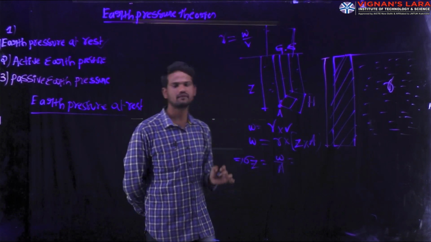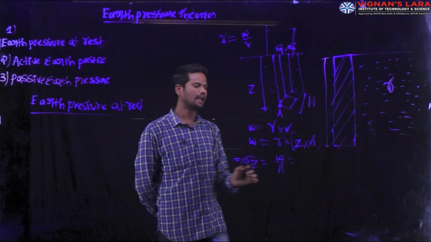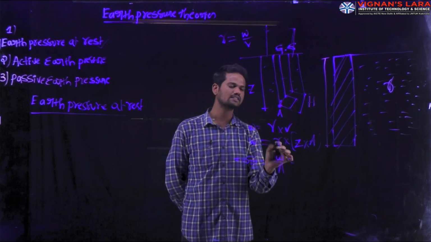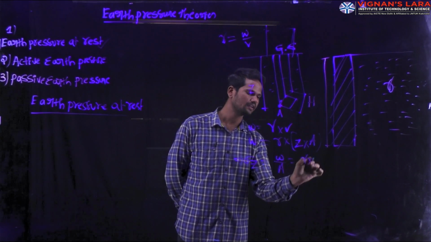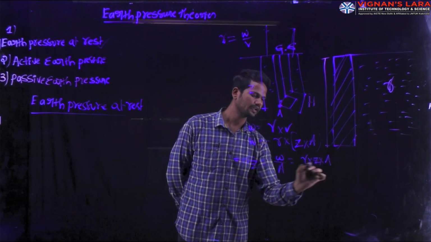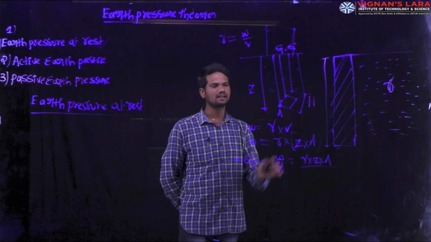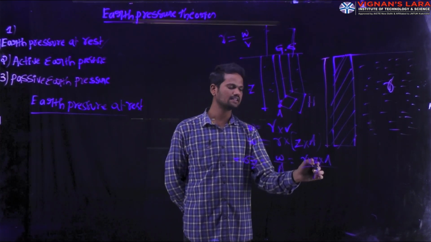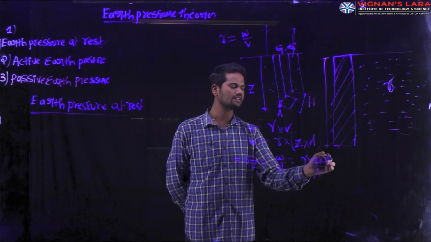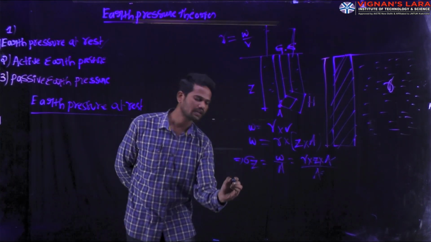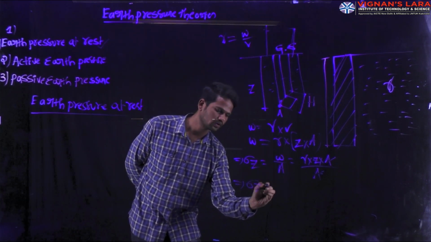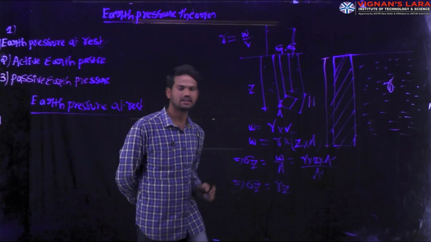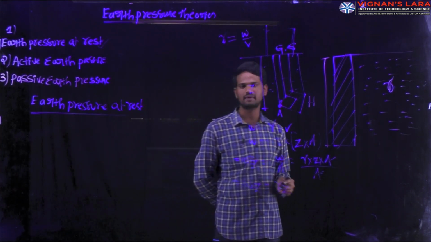This is the formula for vertical stress. Where W is the weight of the soil element, which we already calculated as gamma into Z into A, where capital A is the cross sectional area of the soil element. I am substituting it. If you cancel the cross sectional area in both numerator and denominator, you will get the vertical stress sigma z equal to gamma into z. Vertical stress sigma z equals gamma into z.